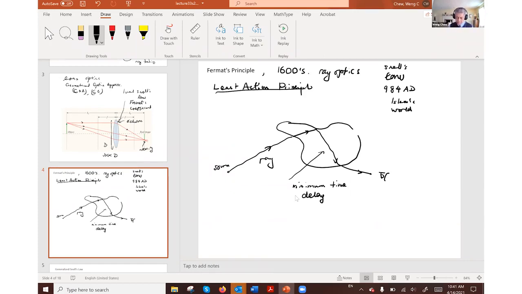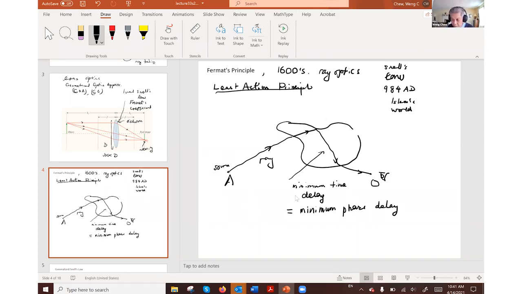So in other words, if you were to send a pulse from a source to the observation point O, the time it takes to travel from point A to point O is minimal in terms of time travel if you were to make the optical pulse into a pulse. And time delay is also the same as minimum phase delay.